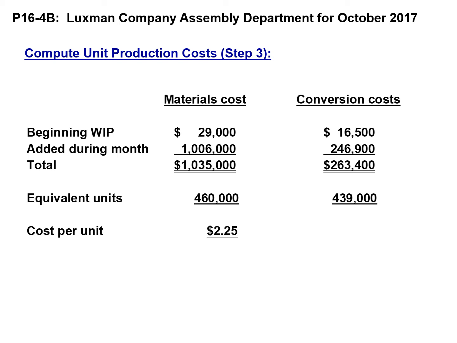If we divide that into our total conversion cost for the month of $263,400, we'll arrive at a cost per unit of 60 cents for conversion costs. If we add our unit cost for materials with the unit cost for conversion, we'll arrive at a total manufacturing cost per unit of $2.85.